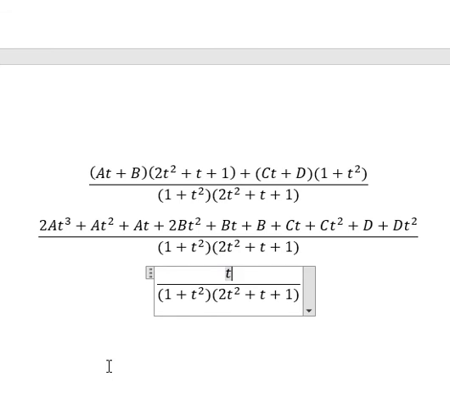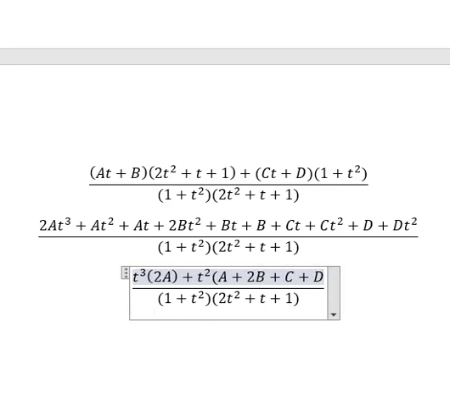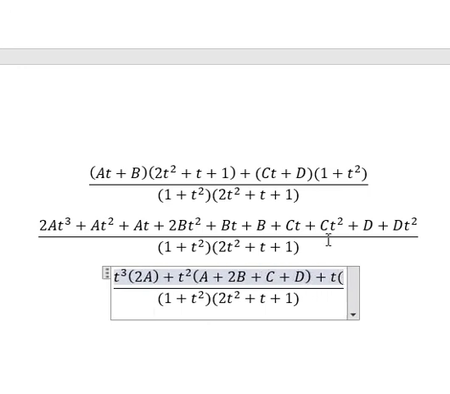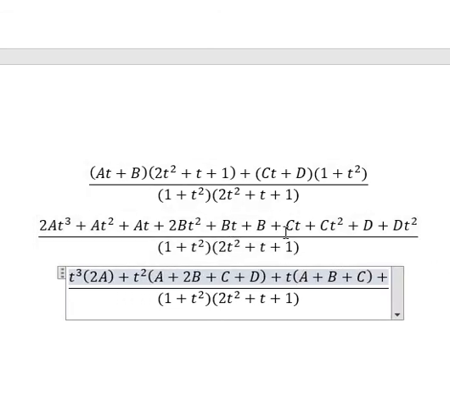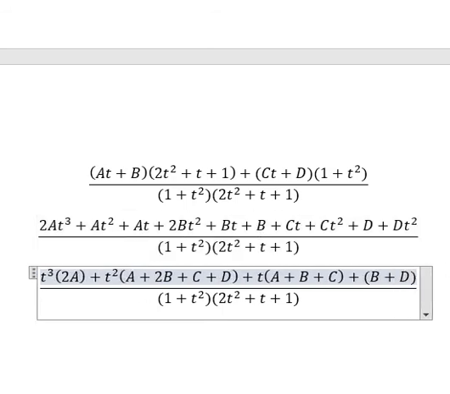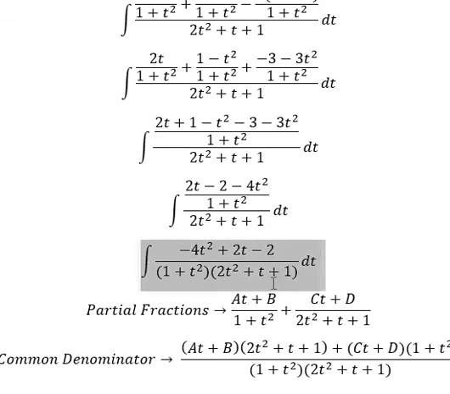The first one is t to the power of 3. So we have 2a. The next one is t squared. So we have a 2b plus c plus d. About t, so we have a b c. About nothing, we have b and d. So we have this one, and now we need to compare coefficients in here.